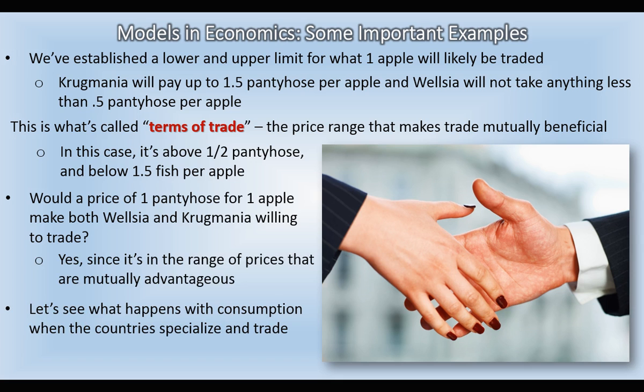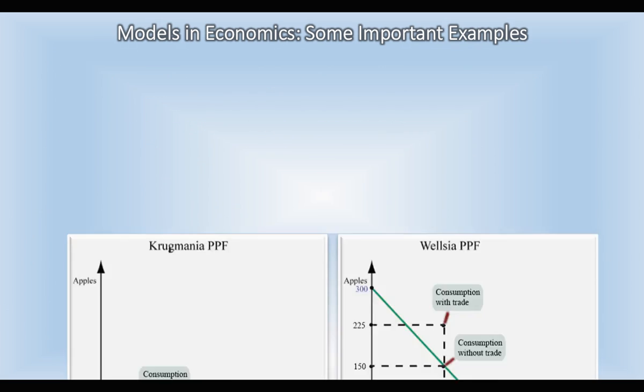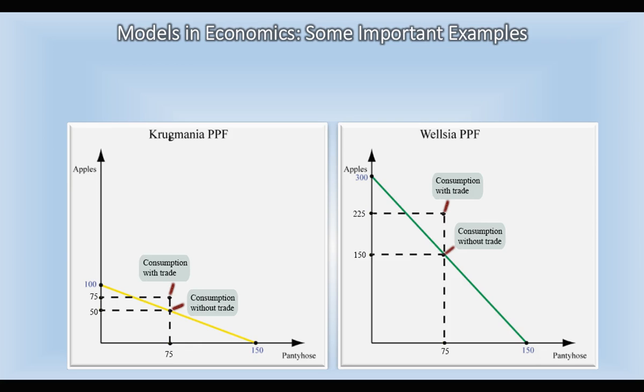So let's see what happens with consumption when the countries specialize in trade. So again, here are the two countries. We've got consumption without trade. This is where we started from. And then we're going to go to consumption with trade. So both points we should first note are outside the production possibility frontier, which in a situation where they're not trading would not be possible. It would not be feasible. Those are points of production that are not feasible.